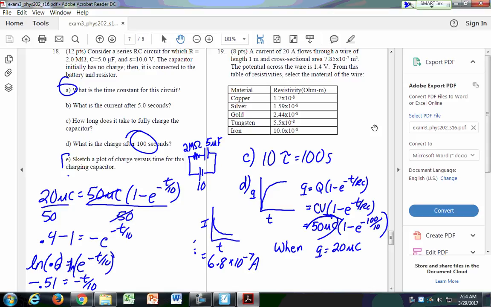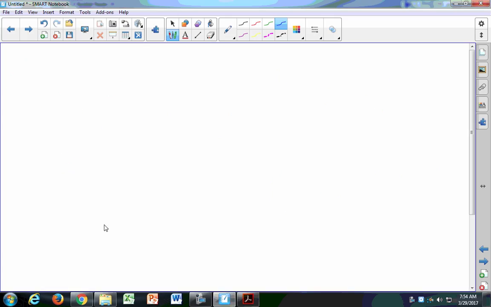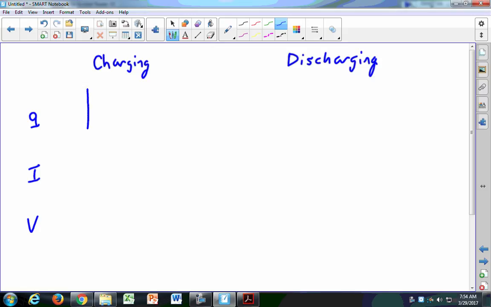Sure. So in this case, the current after 5 seconds, that's a decay curve. Let me make a little table for you, so you can keep it all straight in your head. Charging, discharging. Charge, current, voltage. So for a charging capacitor, this looks like this.